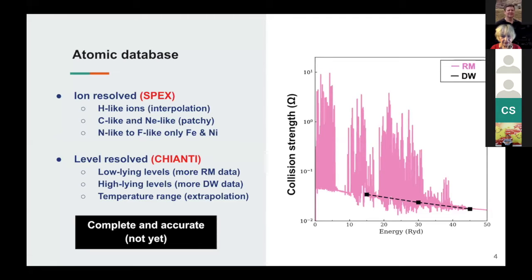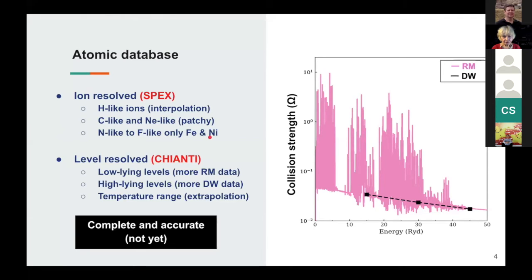following some scaling relation. And then for carbon-like and neon-like ions, we actually have patchy data, meaning that we only have data for cosmically abundant elements, and we don't have it for cosmically rare elements. And the situation actually gets even worse when we talk about nitrogen- to fluorine-like ions, where we only have data for iron and nickel at the moment.